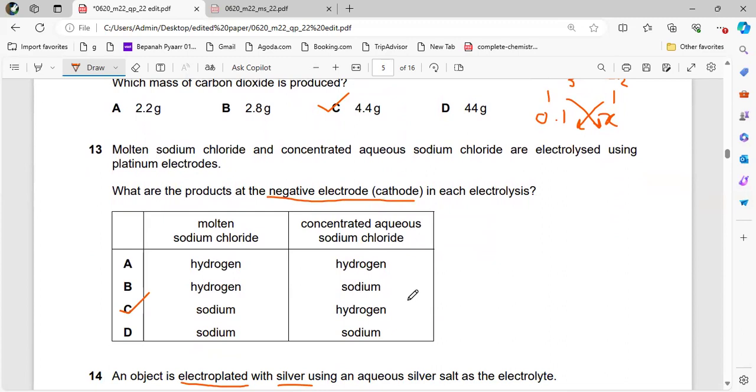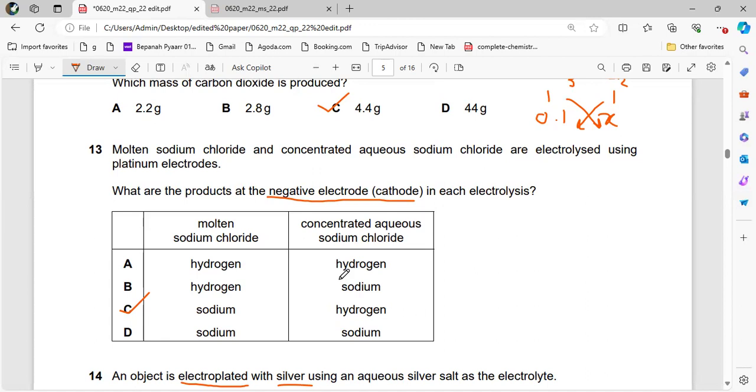Molten sodium chloride and concentrated aqueous sodium chloride are electrolyzed using platinum electrodes. What are the products at the negative electrode in each electrolysis? In case of molten sodium chloride, when any compound is given in molten state, the compound itself becomes the products. Here for example we are having sodium chloride. So at cathode the product will be sodium, and at anode the product will be chlorine. For example, if it is molten potassium bromide, same for cathode it is potassium, and for anode it is bromine.